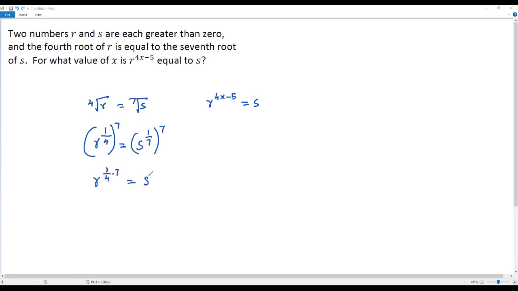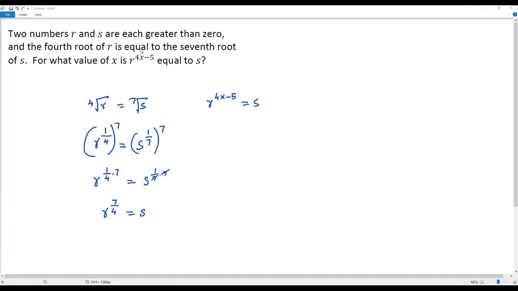And on the right side also the same thing. We have to multiply these two exponents and I'm getting 1 over 7 times 7. Here this 7 will cancel out. R to the power of, when I multiply 1/4 and 7, I am getting 7 over 4. That is 7 times 1 is 7, 7 over 4. On the right side, we get s to the first power, which can also be written as just s. Here I have solved for s: s equals r to the power of 7 over 4.